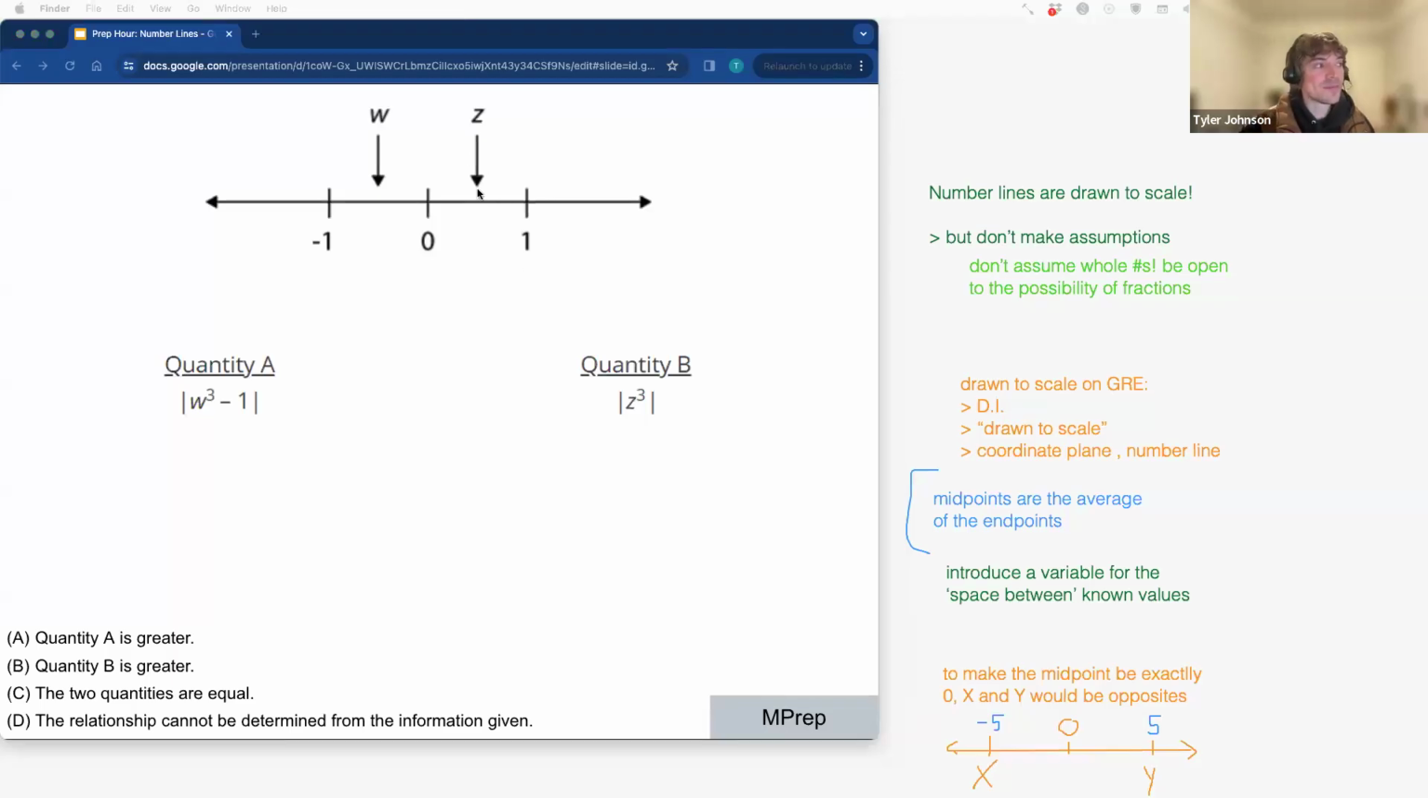So imagine for a moment that z were 1/2. You can tell it's a fraction. It's between 0 and 1. So just say it were 1/2. If you cube z, z squared would be 1/4, and then z cubed would be somewhere right around there. Right, it would be 1/8.